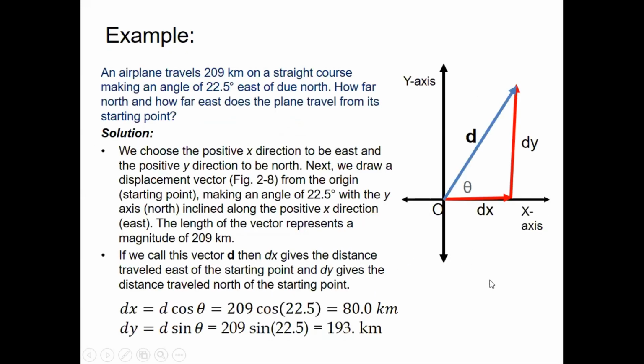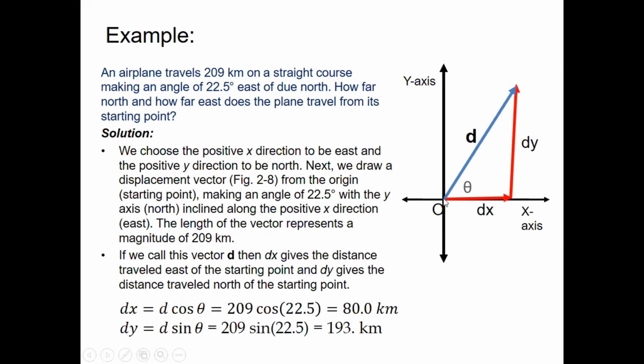Let's do one more example. It is about an aeroplane which has gone 209 kilometers on a straight course, making an angle of 22.5 degrees east of due north. So the distance covered is this. Now the question is, how far north and how far east does the plane travel from its starting point?